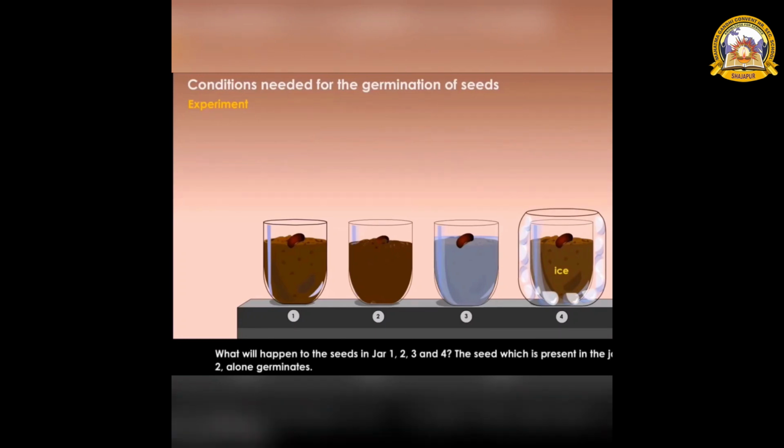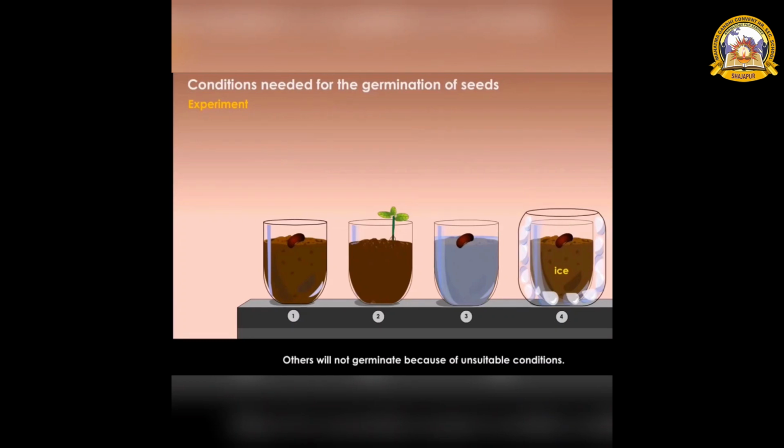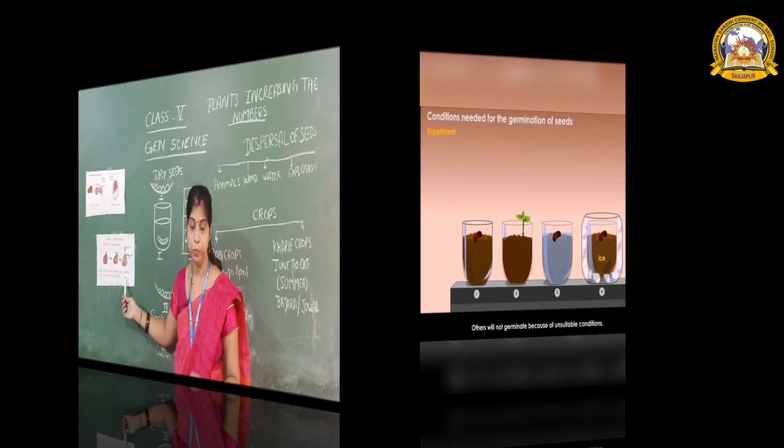What will happen to the seeds in jar 1, 2, 3 and 4? The seed which is present in the jar 2 alone germinates. Others will not germinate because of unsuitable conditions.